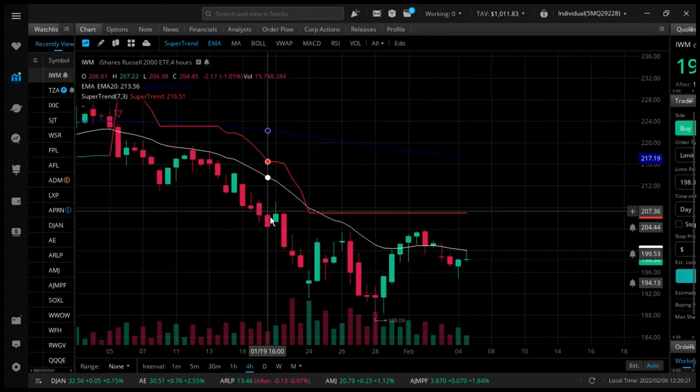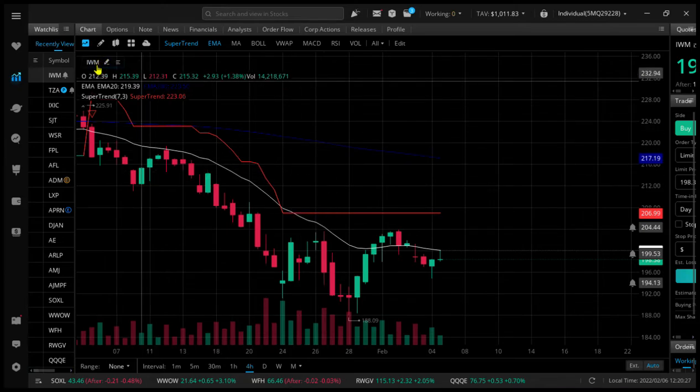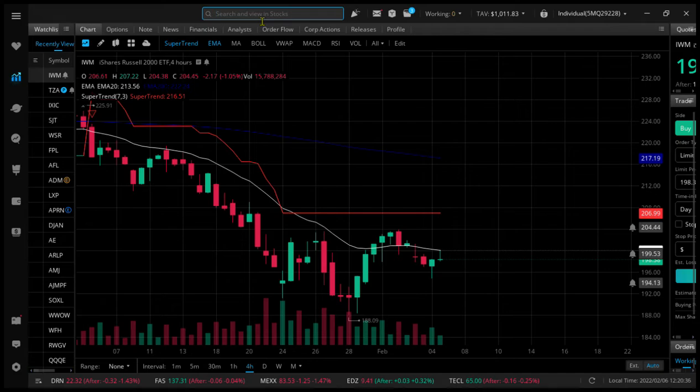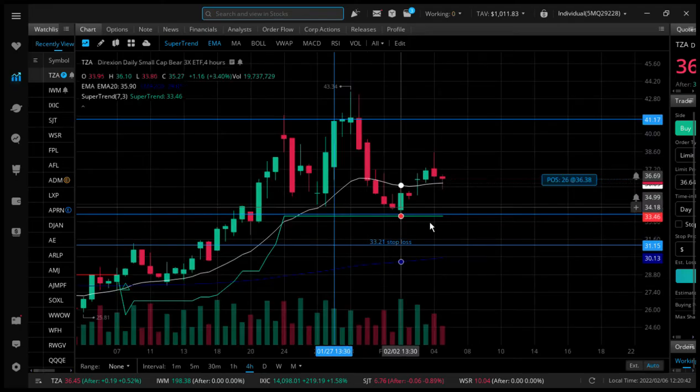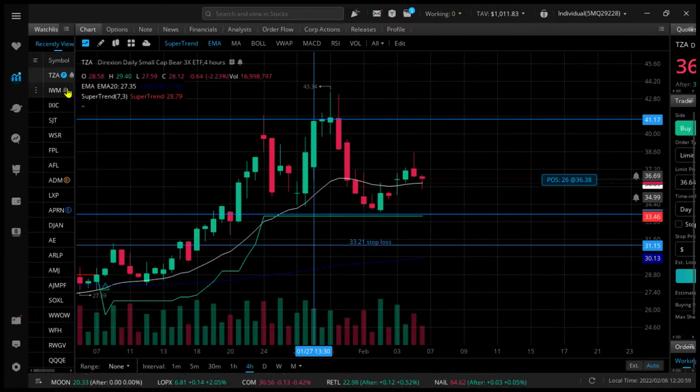So this here is a trade that I'm already in. IWM is going to be the Russell 2000 ETF. I trade the triple weighted ETFs, which is going to be the TZA. TZA is the bearish version of the small caps, right? So the inverse of the IWM is TZA. The bullish version of this is going to be TNA, right? So I watch the IWM and then I take trades in TZA or TNA.